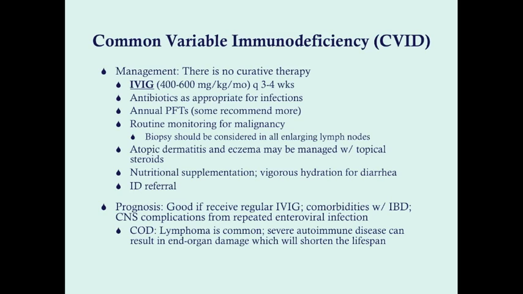Some sources recommend more than annual. I guess annual would probably be a minimum, and if they have repeated infections or superimposed COPD or something like that, you might want to get it more often, but annual at least. Routine monitoring for malignancy. This is a big one because remember, these patients are at risk for lymphoma. So anytime there is an enlarging or enlarged lymph node that doesn't go away and it's painless, you need to get a biopsy on it.